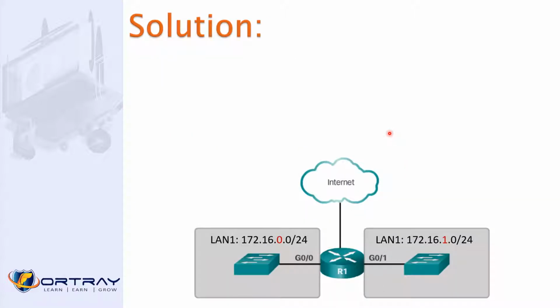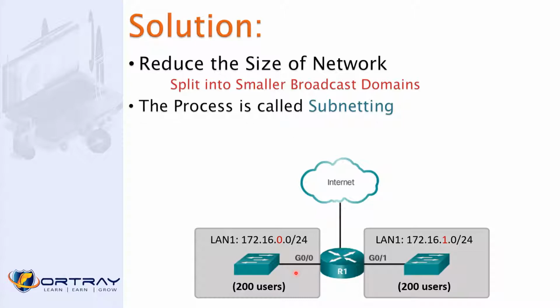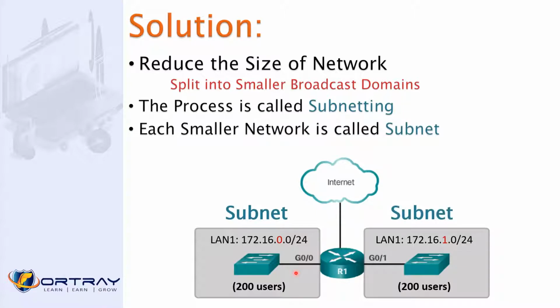The solution, of course, is to reduce the size of the network and split it into smaller broadcast domains so you can easily manage them. If there are 200 users, rather than 400 users processing them, now 200 users can process them. This is called subnetting. Each smaller network is called a subnet. Subnet network is the same thing. Subnet ID is the same thing. Network ID, subnet ID, both are the same thing. Okay.